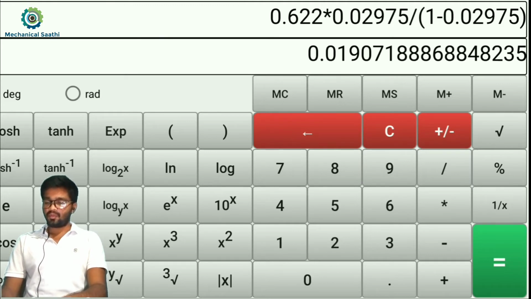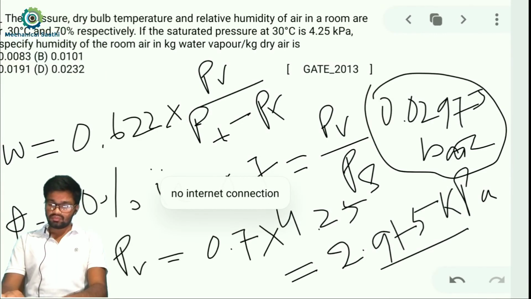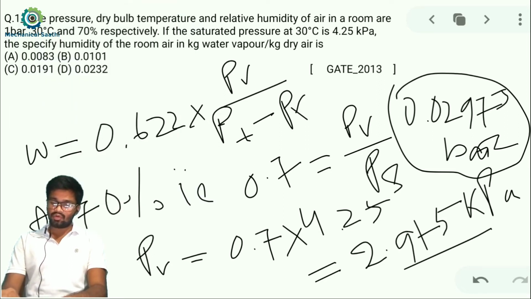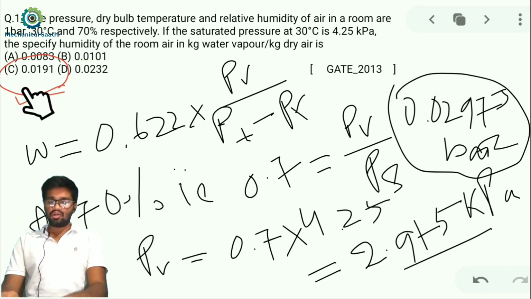That is 0.01907, so approximately we can write it as 0.0191. This is the specific humidity of the room in terms of kg of water vapor per kg of dry air. So option C will be the correct answer for this question. Now let us move towards the next question, question number 2.